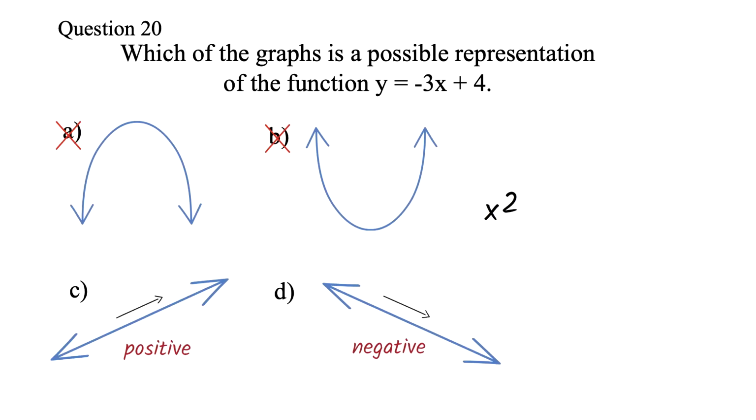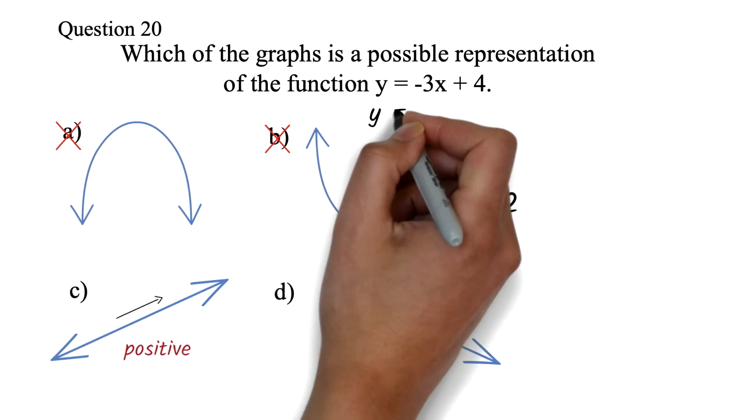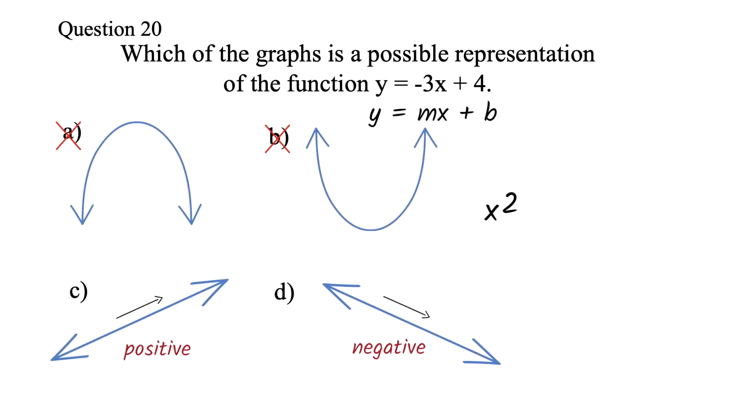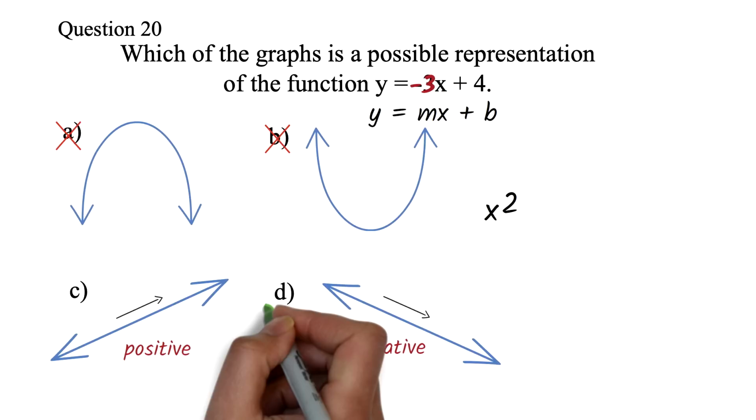Now looking at the function, we see that it's in the form y equals mx plus b. We said in this form the m, or what is with the x, is the slope. Here the slope is negative 3. Since the slope is negative, the answer will be choice D.